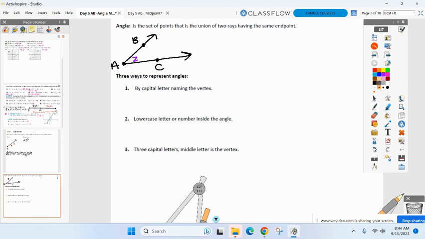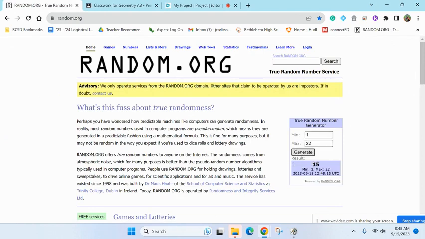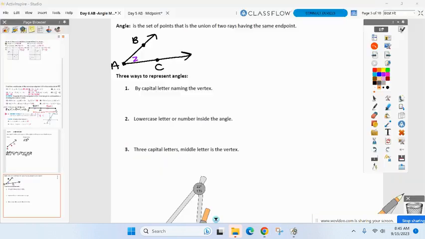How do I name an angle now? There are 3 different ways to name it. I want to show you all 3 and then tell you which one we're going to use all year. You can name it by the capital letter at its vertex. And what do I mean by vertex? That's where the 2 rays meet. The 2 rays meet at what's called the vertex of the angle. So what would be my vertex up here? Where do the 2 rays meet? At A. So I could call this angle A.